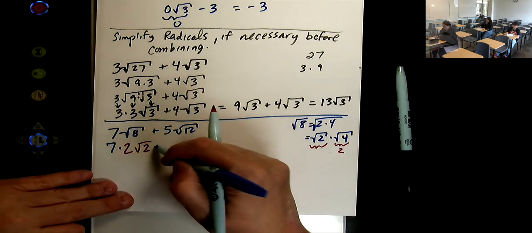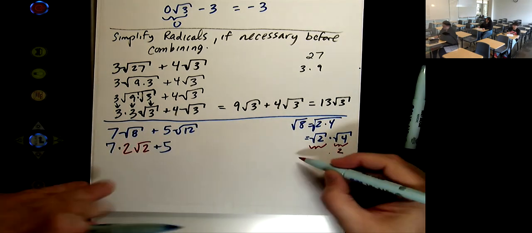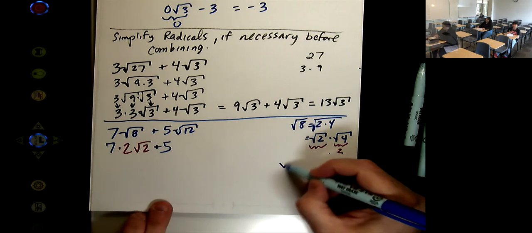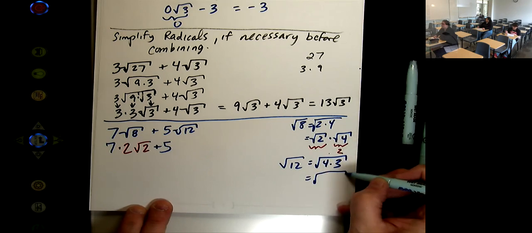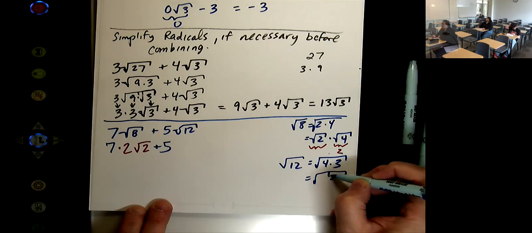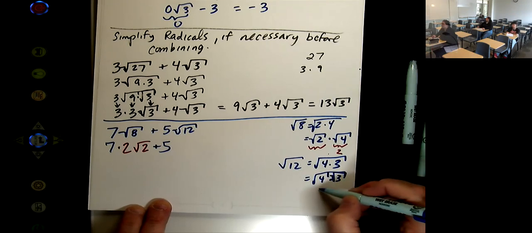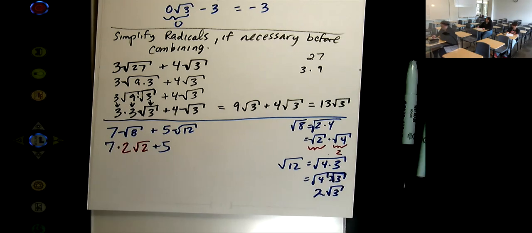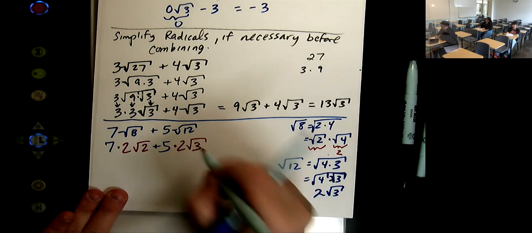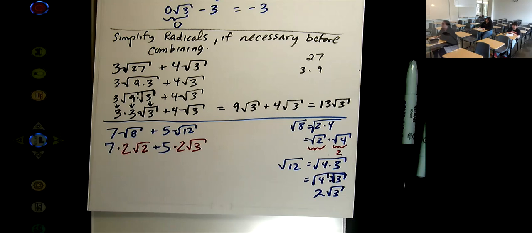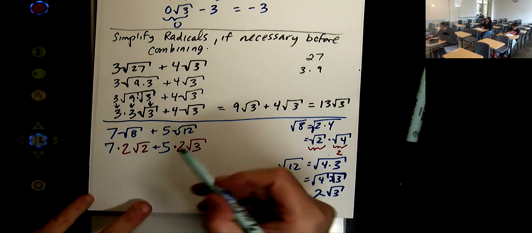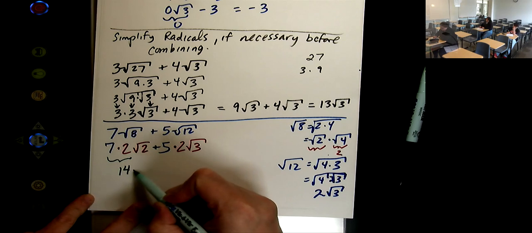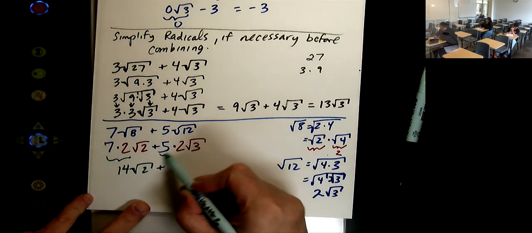Now we'll do the same thing with square root of 12. Let's break down what that equals. Square root of 12 is 4 times 3. And 4 is a perfect square. 4 turns into a 2, and the square root of 3 stays the same. This turns into a 2 square root of 3. Now, unfortunately, the radicals are different, which means we're not adding them together. But we've at least simplified it some. If we multiply this together, we get 14 square root of 2 plus 5 times 2 is 10 square root of 3.